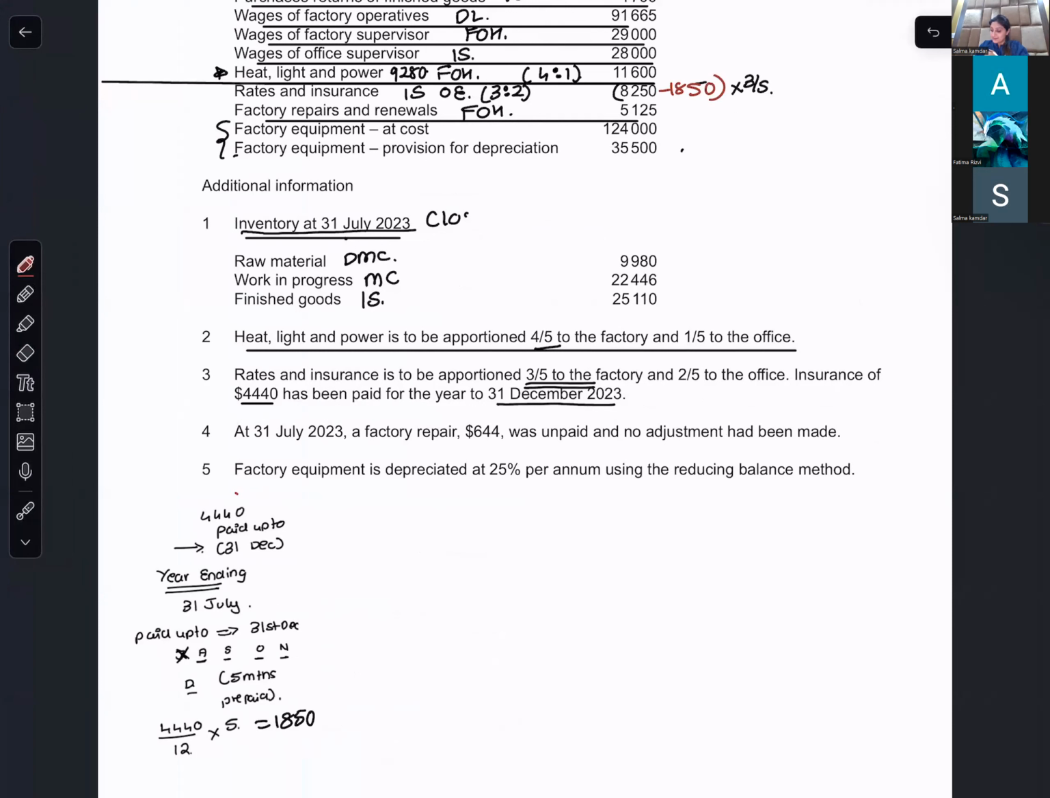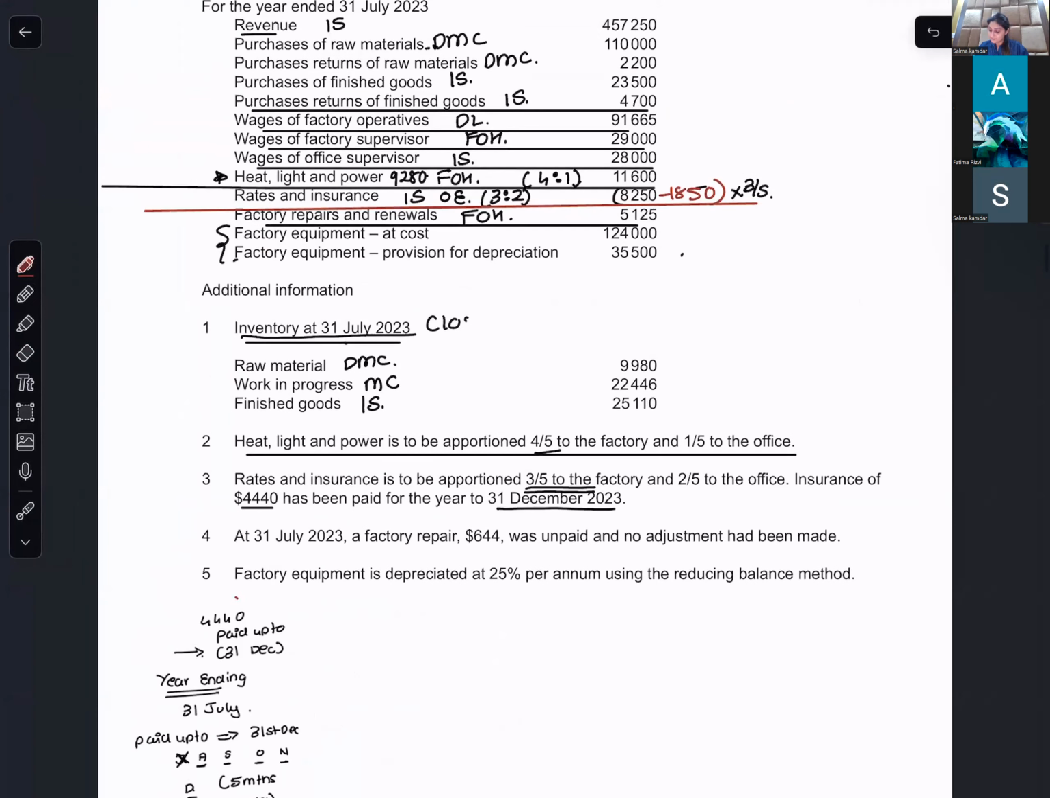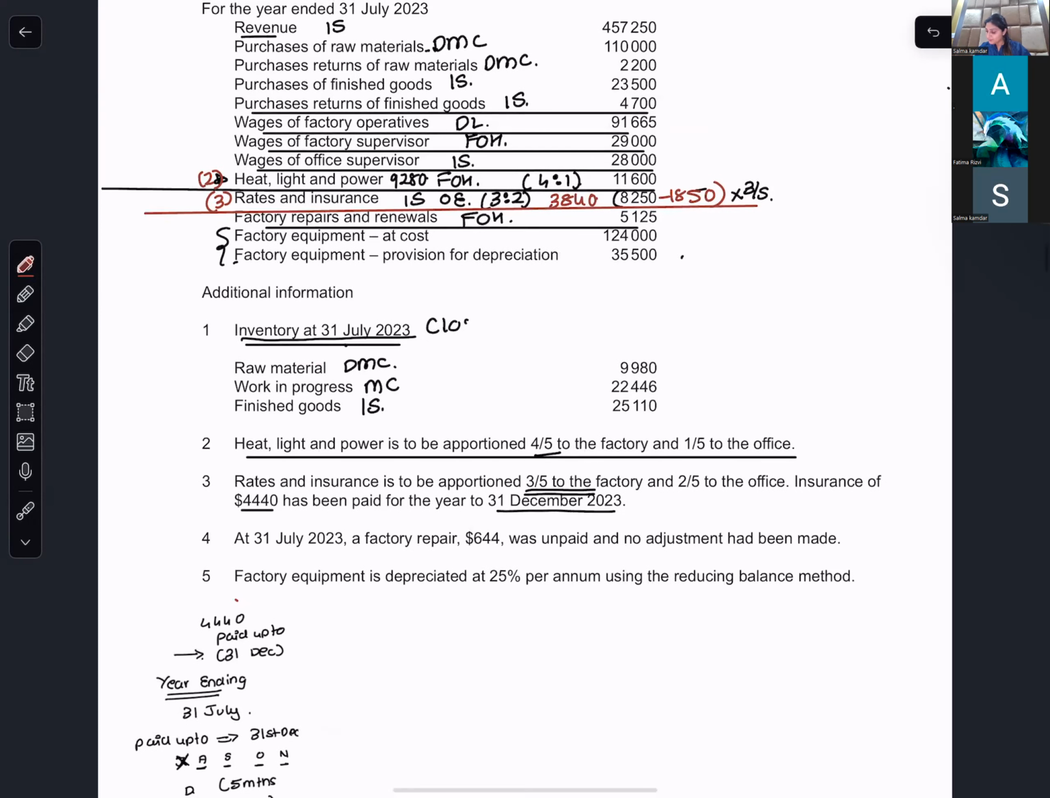Okay. So can you tell me the amount? I hope you are sitting with a calculator. Yeah, miss. Can you give me the amount? Yeah, 1 second. 3840. Are you getting the same amount? Yeah, I got 3840. Okay, so this is with adjustment number 3 and this was with adjustment number 2. Are you with me? Yeah, miss.